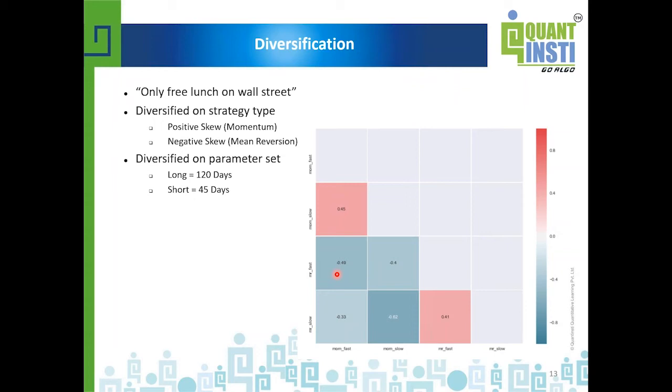And we have diversified across the parameter sets. So on that surface, we're spread out much, much more. And you can see here in the correlation matrix, actually, the momentum fast and momentum slow, they're the same type, positive skew, but their correlation is only 0.45. And at this level of positive correlation, you do get diversification benefits, even though they are extremely similar. And you can see against the mean reversion type strategies, it actually posts negative correlation, which is very beneficial. And again, the mean reversion slow to mean reversion fast is 0.41.